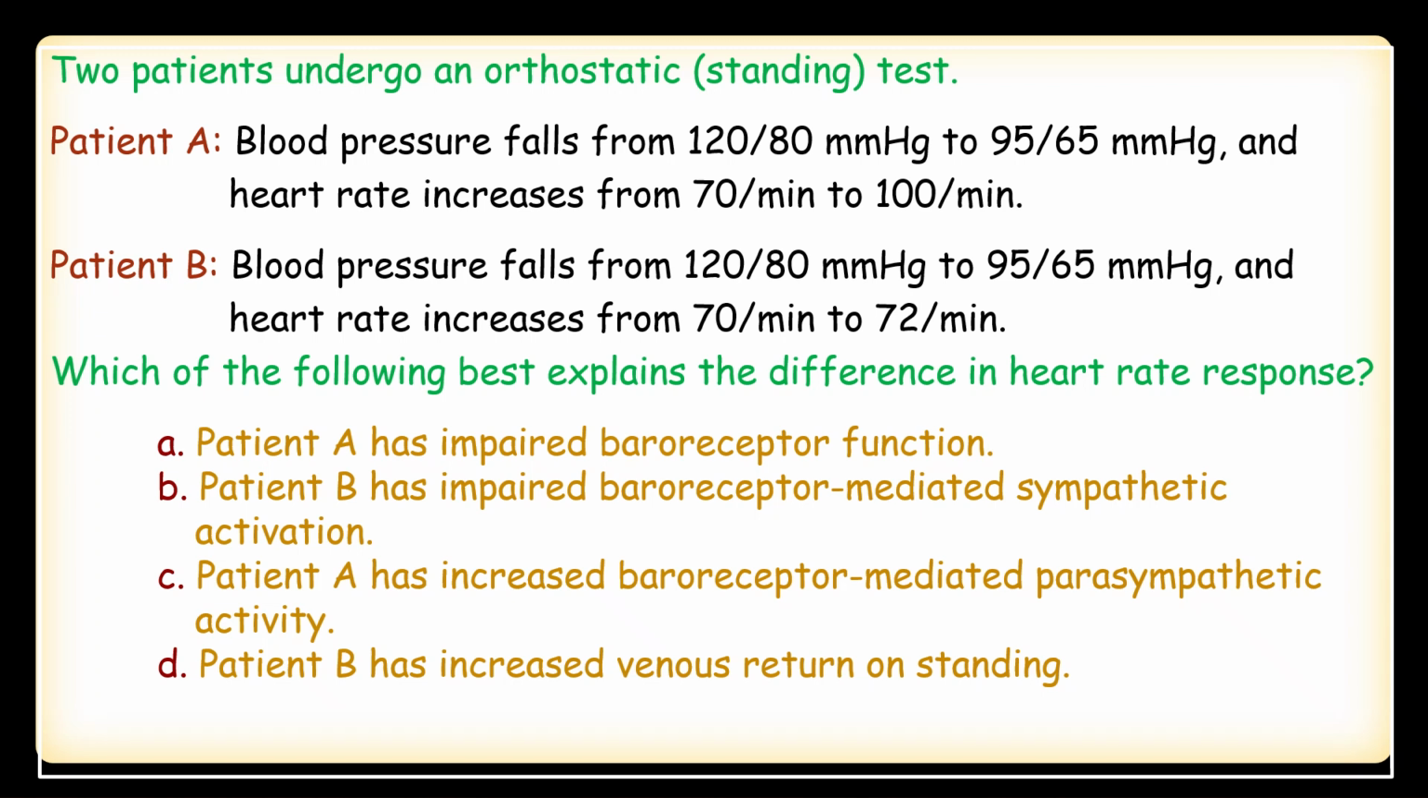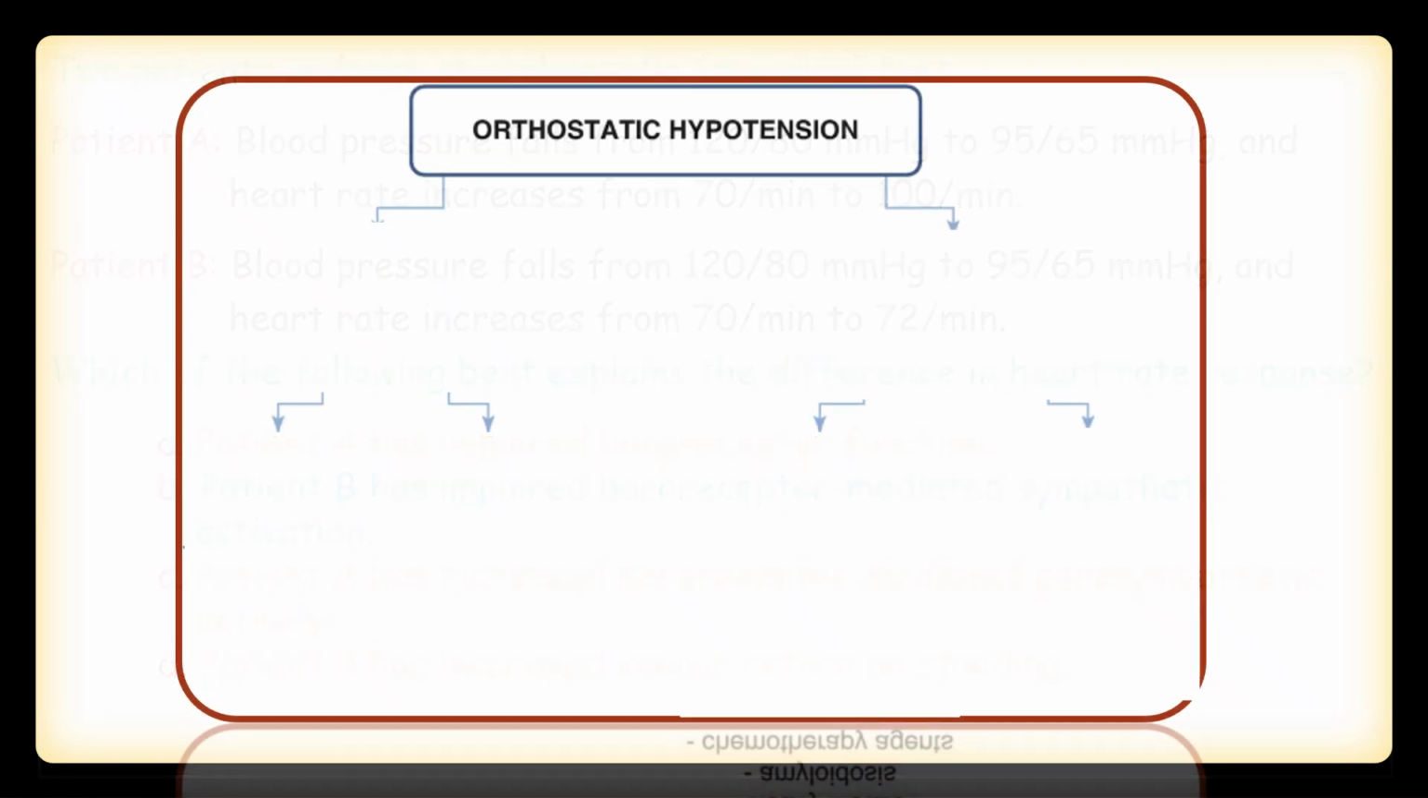So from this, the correct answer is patient B has impaired baroreceptor mediated sympathetic activation. Now we will have some additional information on orthostatic hypotension. We already know what orthostatic hypotension is. Even after 3 minutes of standing, if the BP is not picking up and there is a more than 20 millimeters of mercury decrease in the BP, we call the condition orthostatic hypotension.